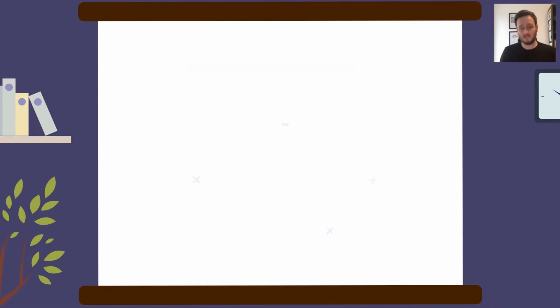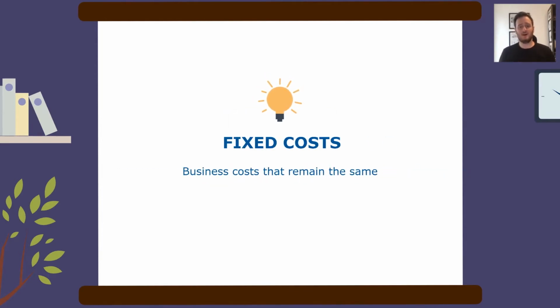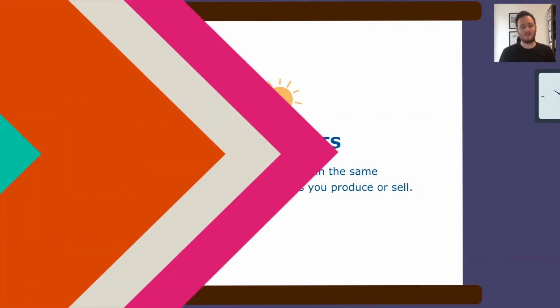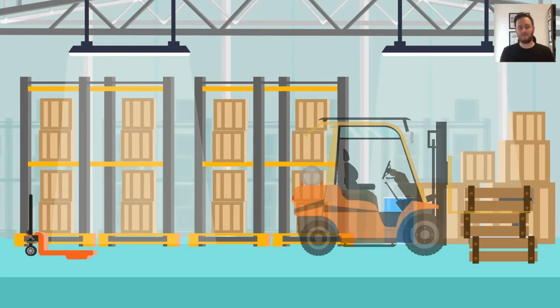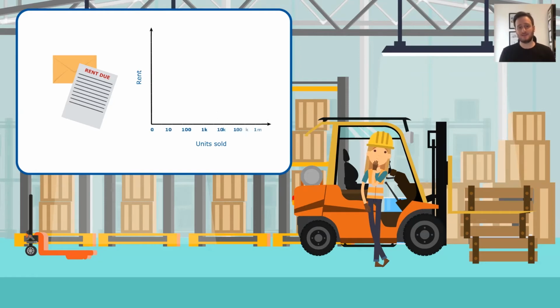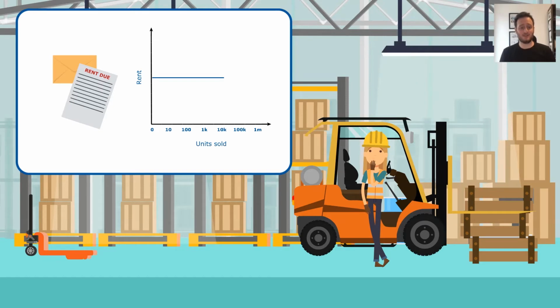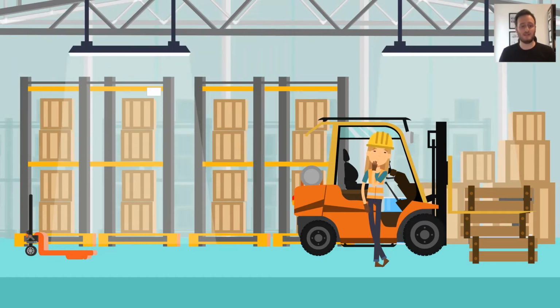On the other side, you've got costs. Costs reduce your profit. And costs are made up in general of two different types of costs. You've got fixed costs and variable costs. Fixed costs are business costs that remain the same regardless of how many units you produce or sell. So if you have a factory and you pay rent for that factory or that office, that rent will remain fixed regardless of whether you sell 0 units or you sell 1,000 units. Now, obviously, if you start selling millions of units, you might need to pay for a second factory or a second office and things get a bit more complicated then. But in general, fixed costs are costs that don't change depending on the number of units you sell.